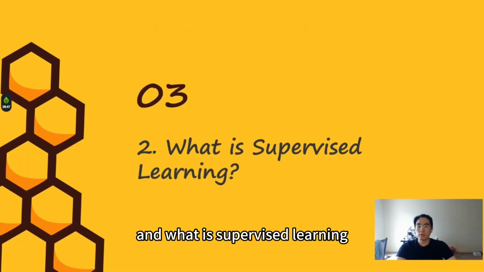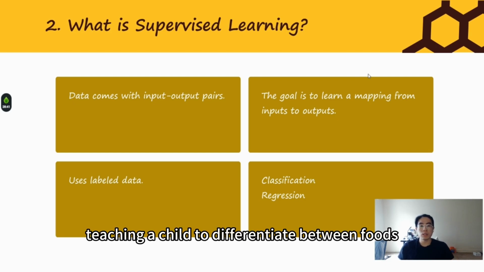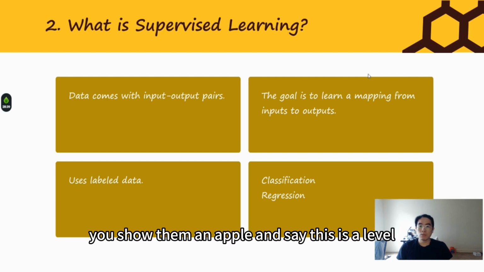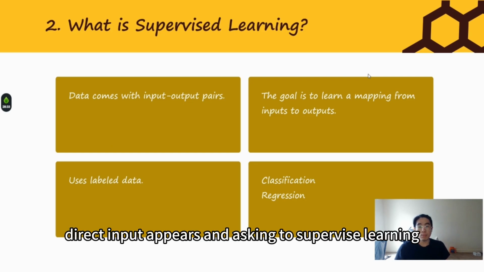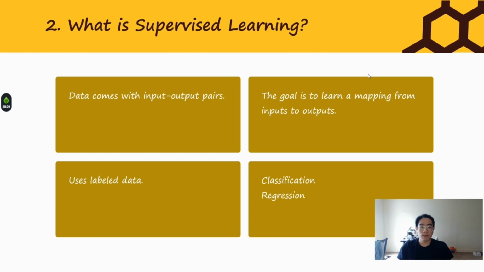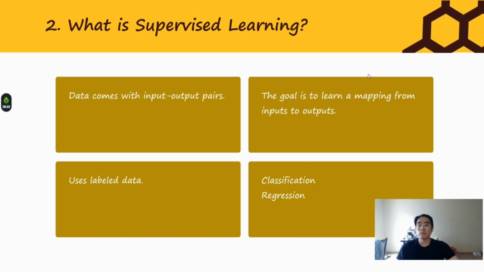And what is supervised learning? Now, imagine you are teaching a child to differentiate between foods. You show them an apple and say, this is an apple. This method, where you are providing direct input-output pairs, is called supervised learning. Computers are given labeled data, and their goal is to learn the relationship.